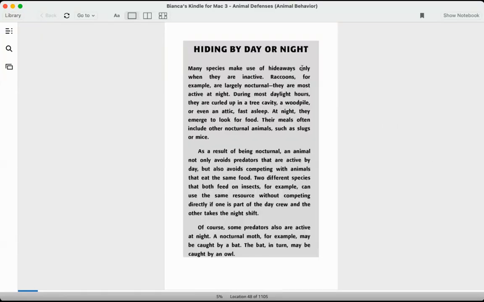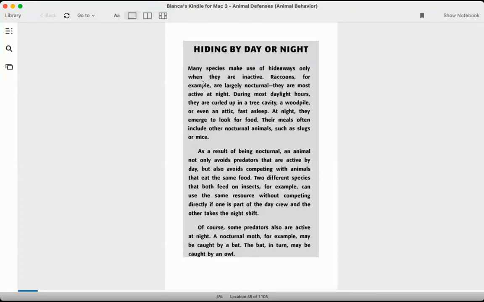Hiding by day or night. Many species make use of hideaways only when they are inactive. Raccoons, for example, are largely nocturnal. They are most active at night. During most daylight hours, they are curled up in a tree cavity, a wood pile, or even an attic, fast asleep. At night, they emerge to look for food.